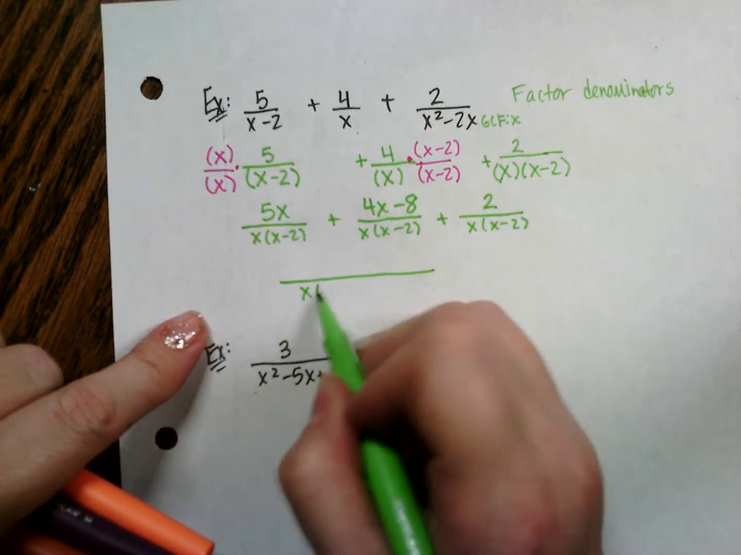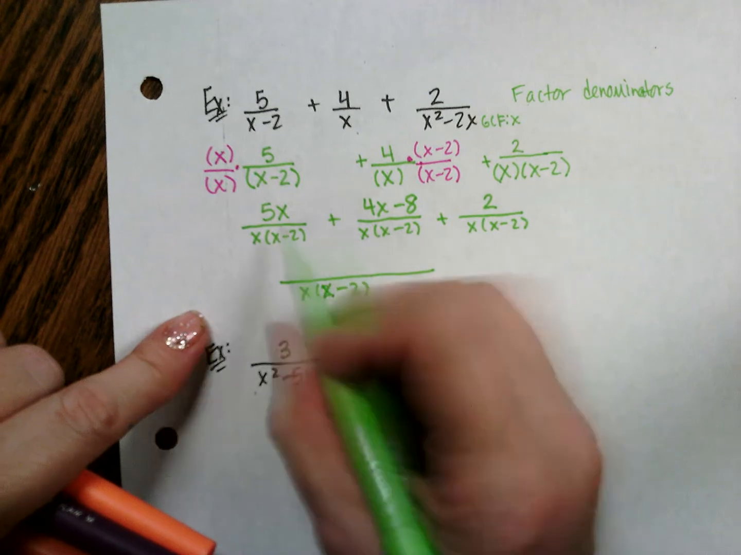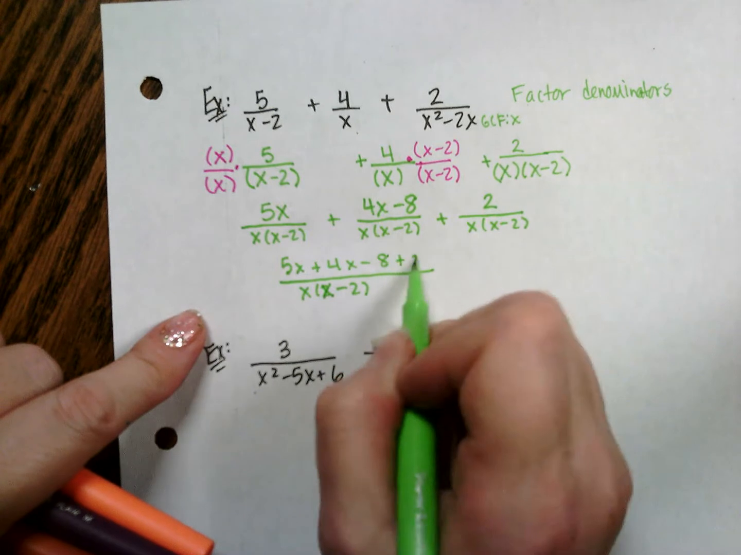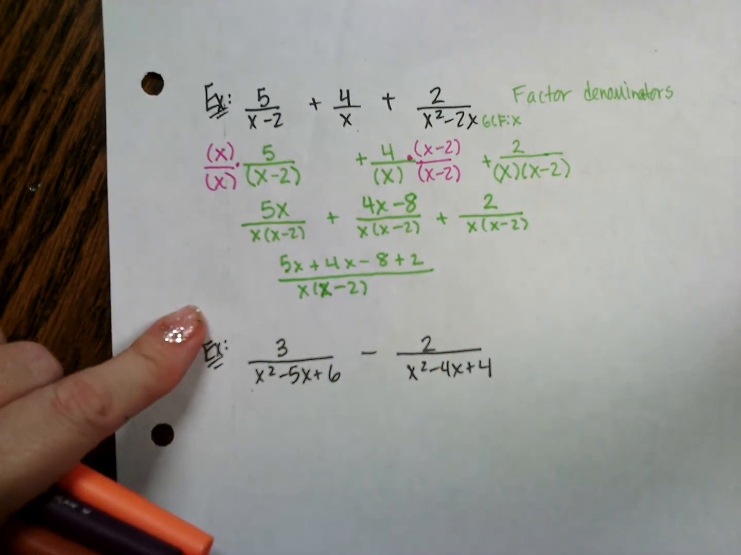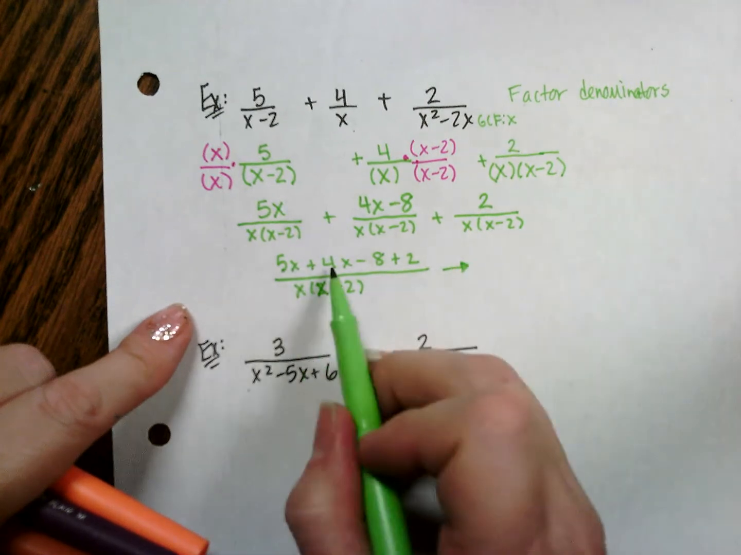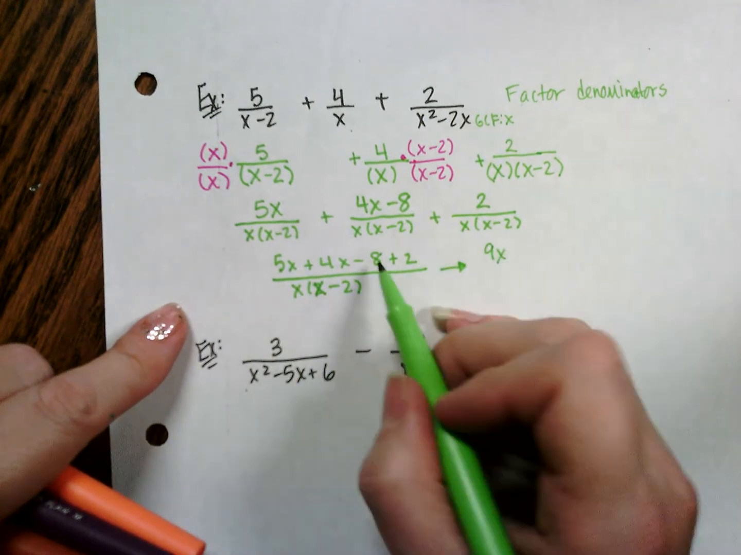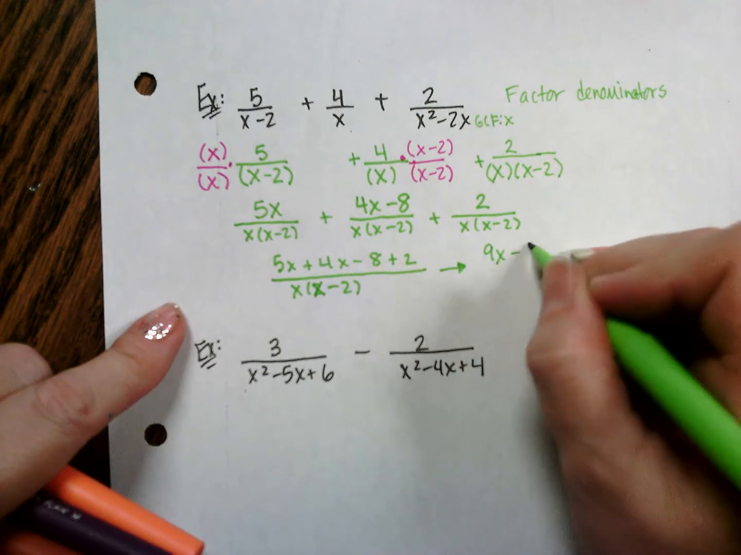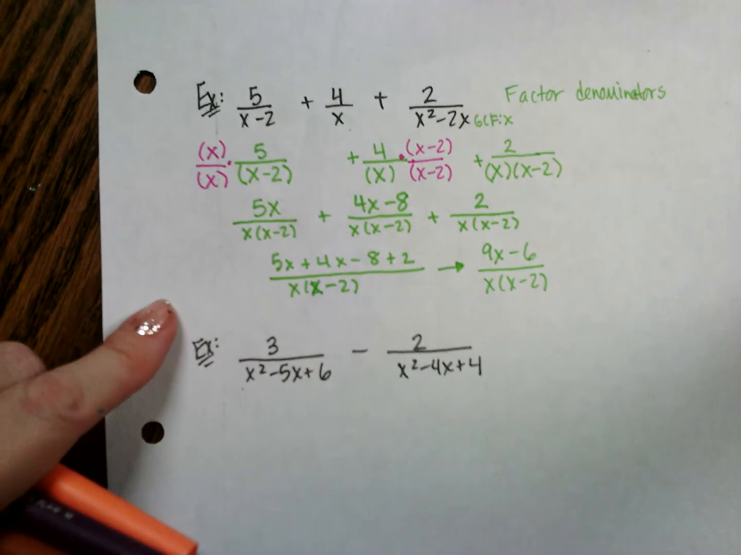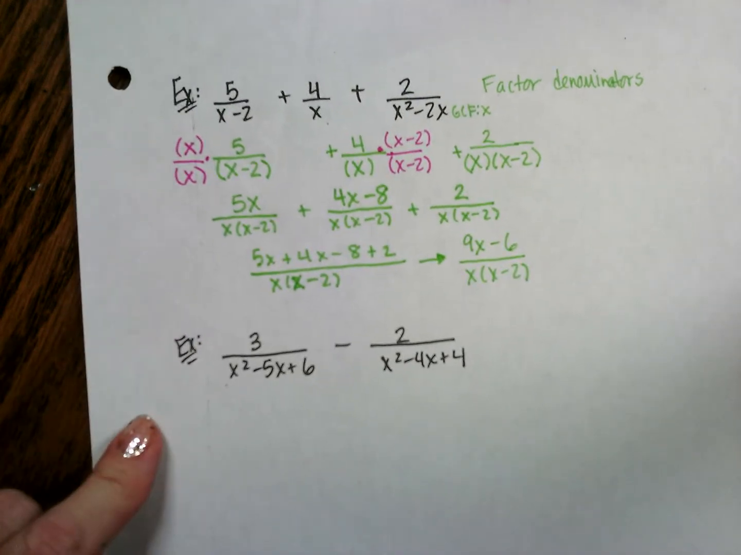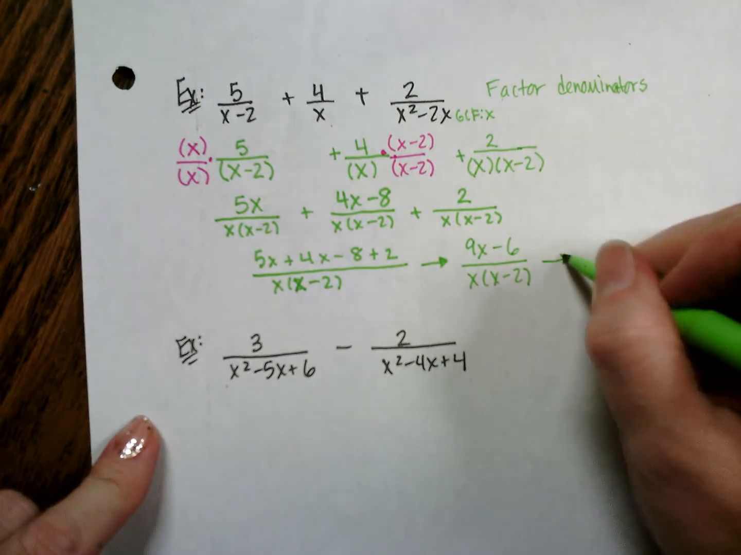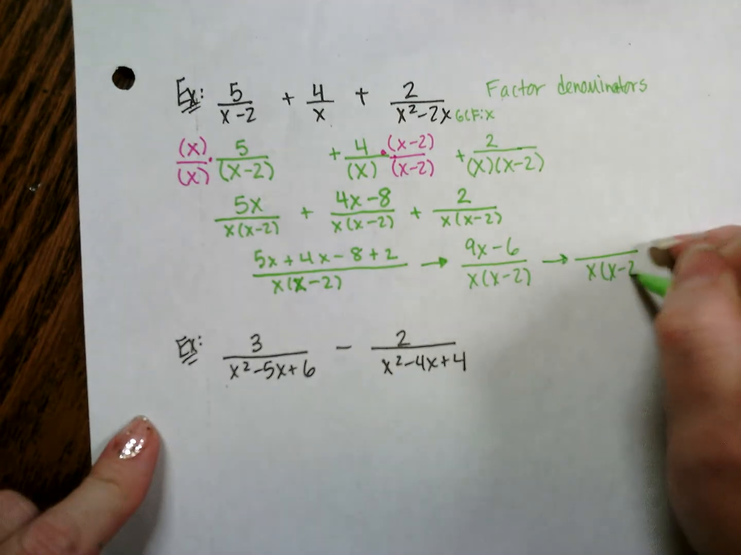And then we just add the numerators and keep the denominator the same. So essentially what we're doing is taking this whole problem and putting it in the numerator like that, and then combining like terms. So here we would have 5x plus 4x, so 9x, and then negative 8 plus 2 is minus 6, and that's over x times x minus 2. Now we're supposed to see if we can simplify it all. So since the denominator is already factored, we just leave it at x times x minus 2.